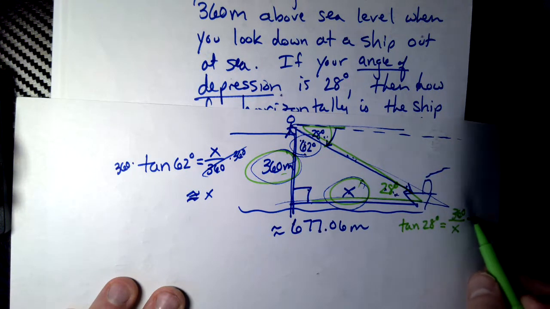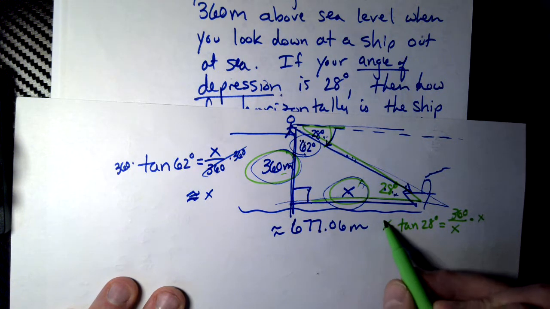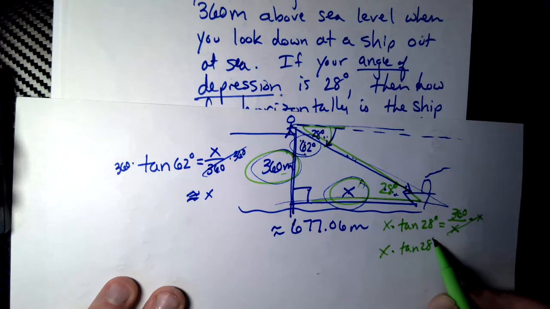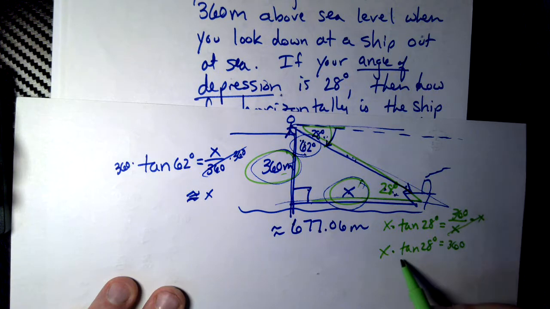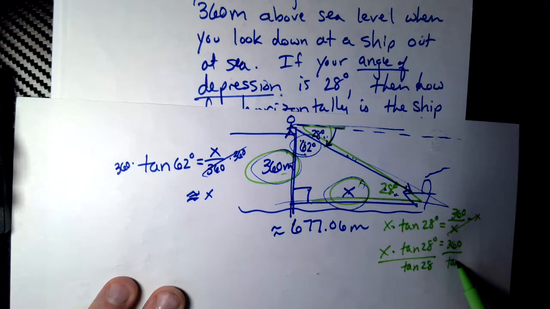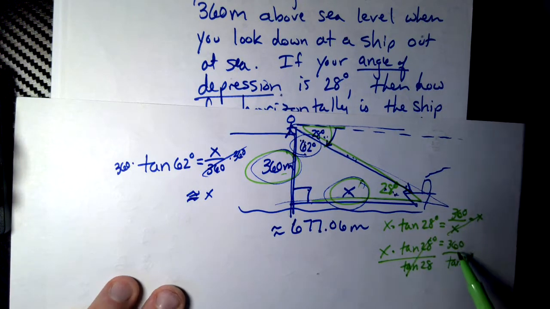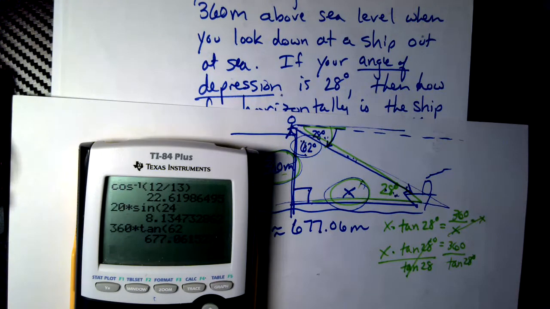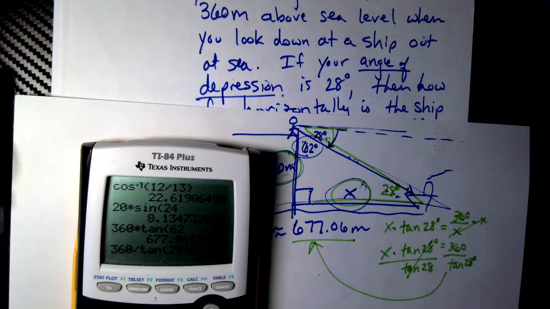I multiply x on both sides, get it out of the denominator. X times tan 28 equals 360. Then divide by tan 28. That's important. The tangent's actually on the bottom now. When I plug that in, I do 360 divided by tangent of 28 degrees. It should still give me the exact same answer.